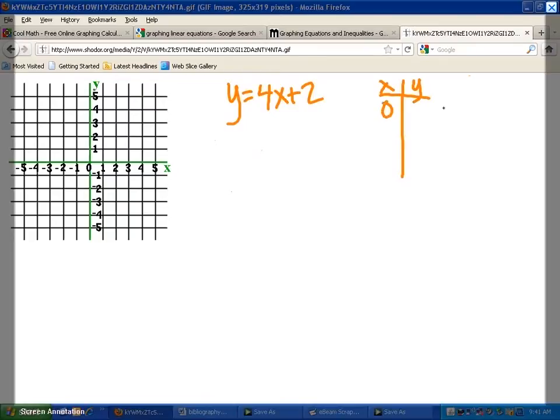And in order to get the x-intercept, y is 0.